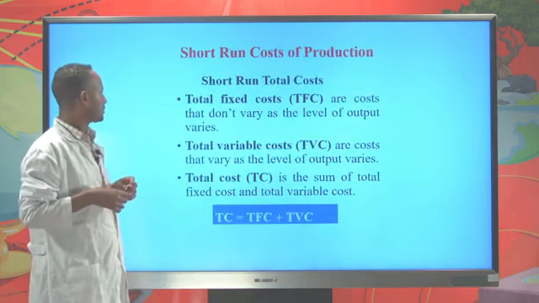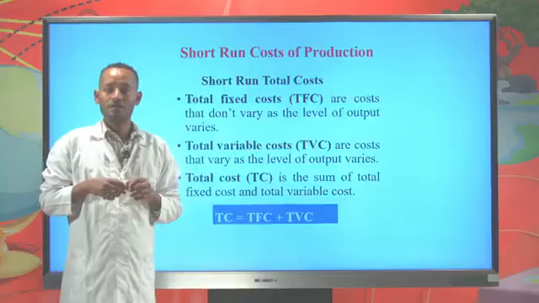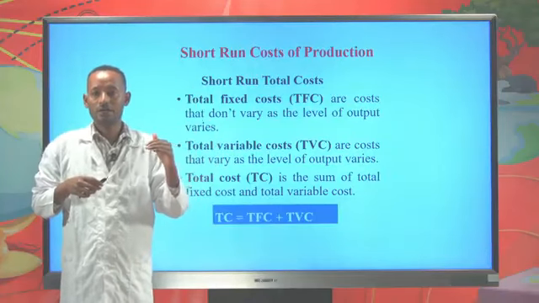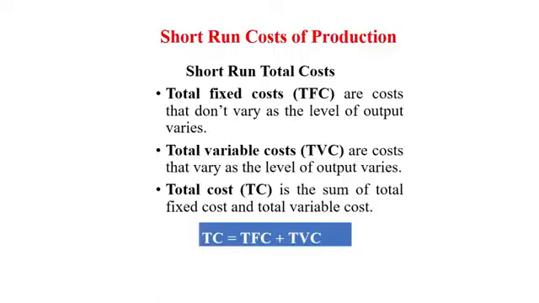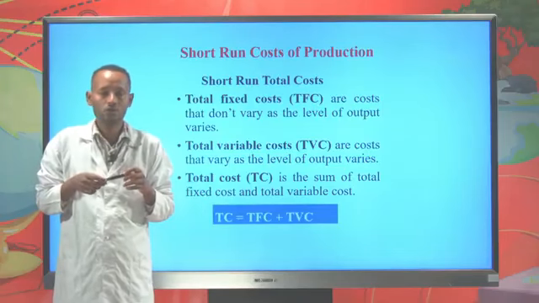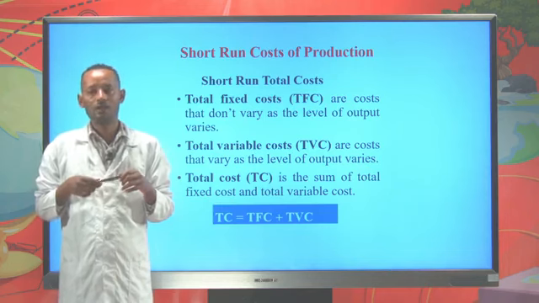Now let's see the short run total costs, called total fixed cost and total variable cost. The total fixed cost is the cost that does not vary as the level of output varies. That means even though there is an increase or decrease in the output produced, if there is no change in the cost of production, that cost is considered a fixed cost. And these fixed costs are the costs of fixed inputs, such as rent and land.